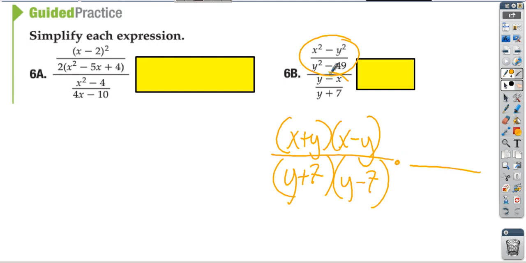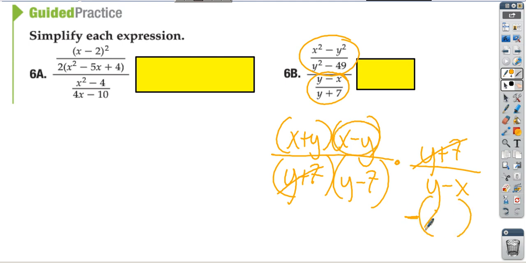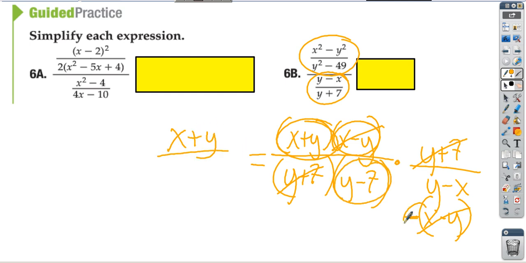And we're going to multiply by the reciprocal of that. The reciprocal of that is y plus 7 over y minus x. The y plus 7's will cancel. And this y minus x, I want it to look like this. It's very close to that. I can do that by factoring out a negative. So now that will cancel with that. And our final answer is going to be x plus y. That's what's left on the top. And the bottom has a y minus 7 and it has a negative. So we'll put a negative out front, and we'll put the y minus 7 there.